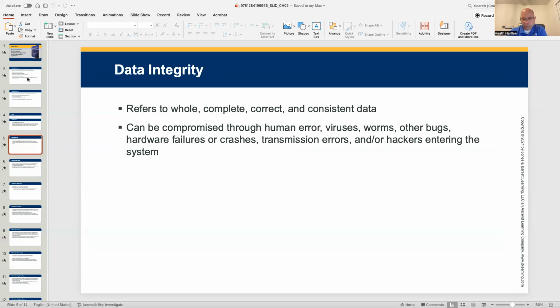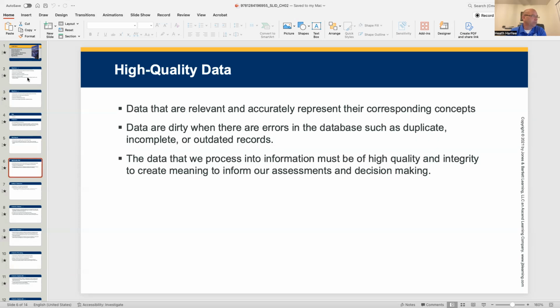We have a tendency to get rid of certain data because it doesn't fit within what we're looking for, and that's something that we never need to get into the habit of doing. And we'll cover that later on as well. Data should be relevant and accurately represent corresponding concepts. Data is dirty when there are errors in the database, such as duplicate, incomplete, or outdated records. And we'll discuss this later on as well.